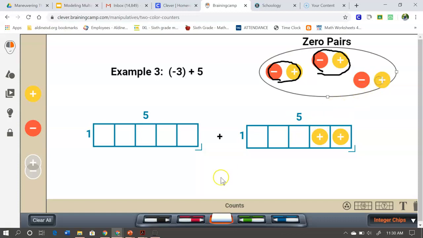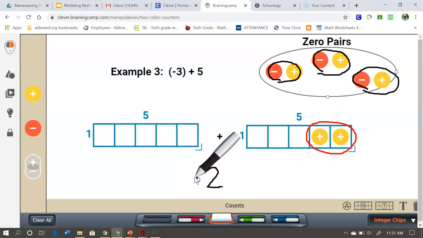So again, that leaves me with 3 zero pairs, but again, they equal 0, so this is just 0. And my answer is what is left over, which is these two positive counters. So my answer is positive 2. Okay, so again, when the colors are different, we want to make those zero pairs, okay, and then whatever counters are left over is our answer.